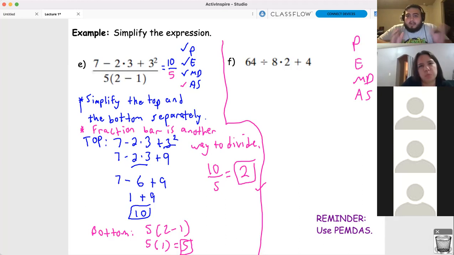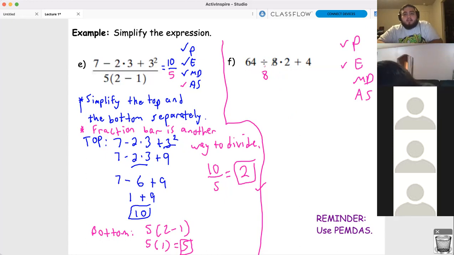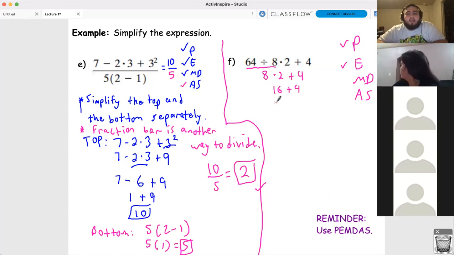Okay, F. Are there any parentheses to simplify? No. Any exponents? No. So the first steps are done. So the first step we start with is what? Multiplication and division, from left to right. So what do we do first? Do we do 8 times 2 first or 64 divided by 8? 64 divided by 8. That is correct, which is just 8. Bring down everything else. Then we do 8 times 2, which is what? 16. Excellent. Bring down the plus 4. Add these together and we get 20, and we're done.